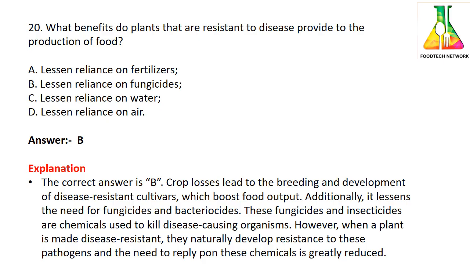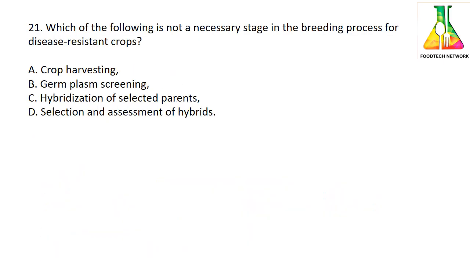These fungicides and insecticides are chemicals used to kill the disease causing organisms. However, when a plant is made disease resistant, it naturally develops a resistance to these pathogens and the need to rely on these chemicals is greatly reduced.